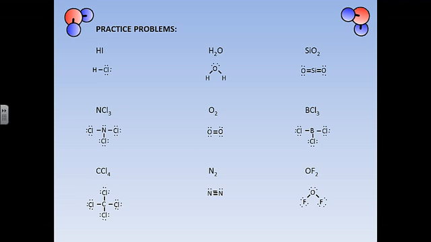In this video, you learned how to draw Lewis structures for covalent molecules. In the next video, you will learn how to determine the shapes of covalent molecules.